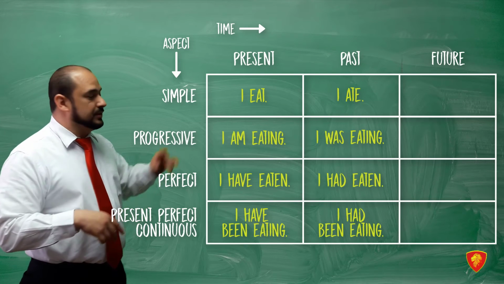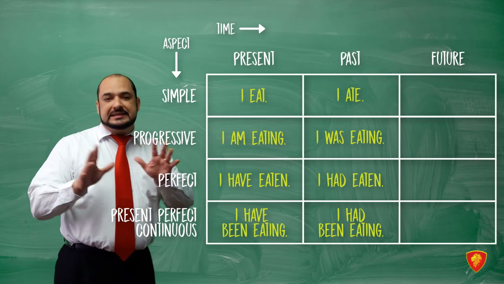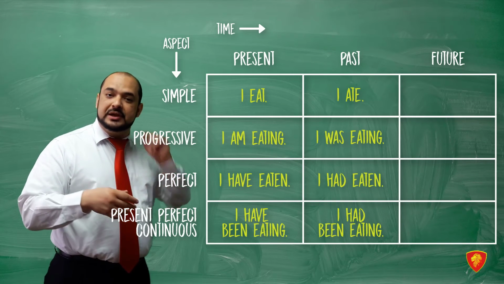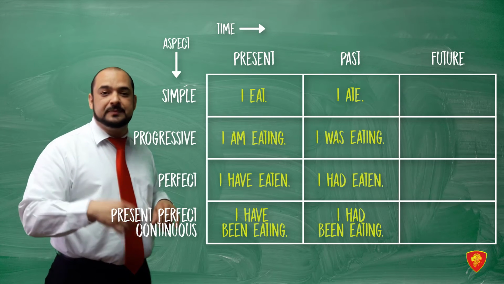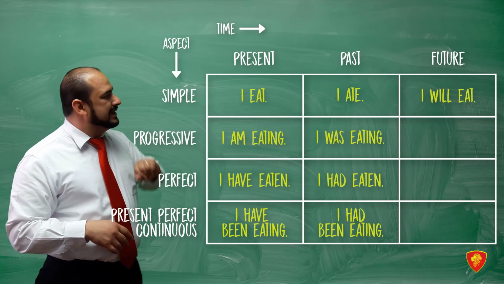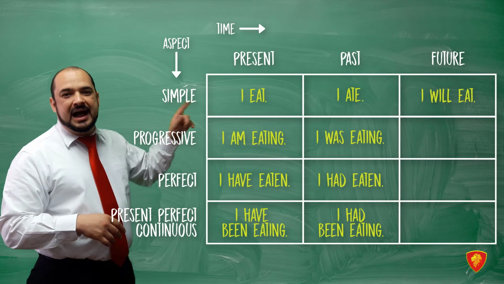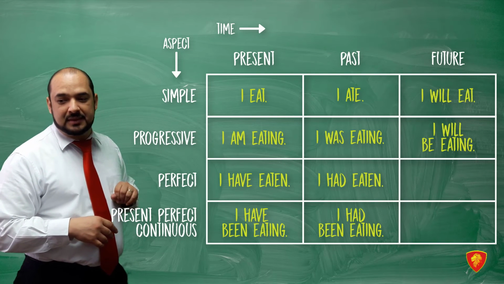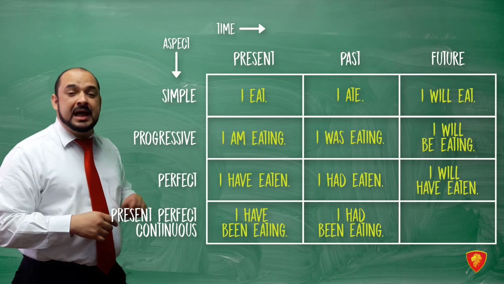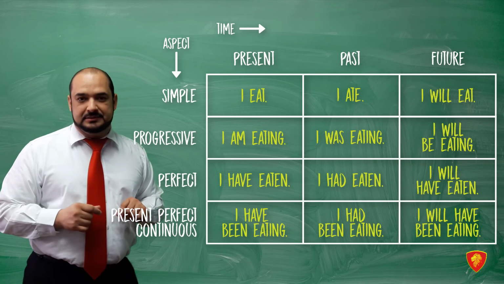Now let's move on to the future. For all intents and purposes, here we're going to use the auxiliary will, although we could normally also use going to for the future. But we'll talk about that a little later. So we say, I will eat, I will be eating, I will have eaten, I will have been eating.